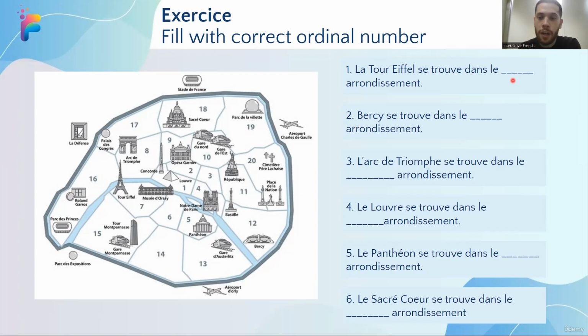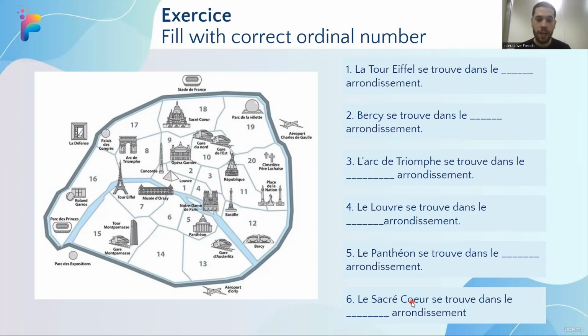So try to find for each location: la Tour Eiffel, for instance, Bercy, l'Arc de Triomphe, le Louvre, le Panthéon, le Sacré-Cœur. For each landmark, find the corresponding arrondissement on the map. You can pause the video and try by yourself. Let's go.